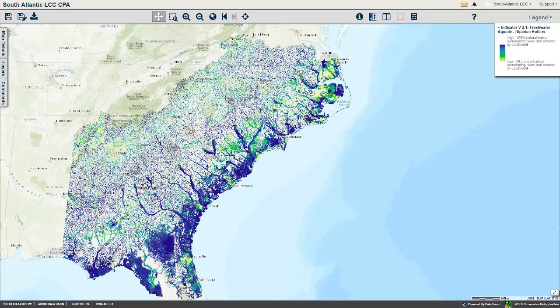Now we're moving on to cross-ecosystem indicators. These apply to many different ecosystems and will appear over and over again in determining ecosystem integrity. The freshwater aquatic indicators measure the integrity of rivers and streams. This is riparian buffers, an index of natural habitat surrounding rivers and streams. We're looking at the full extent of this indicator here across the whole region, but in the upland hardwood calculation, we're only considering where it falls within the upland hardwood ecosystem boundary.